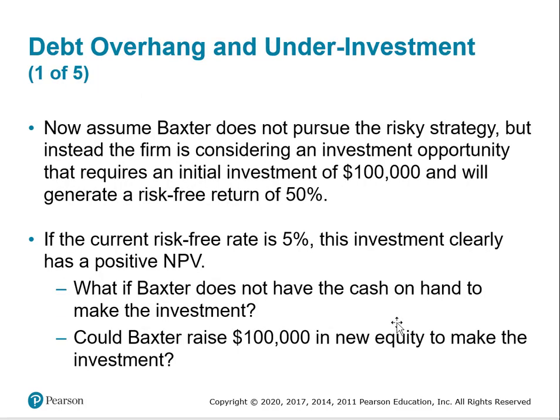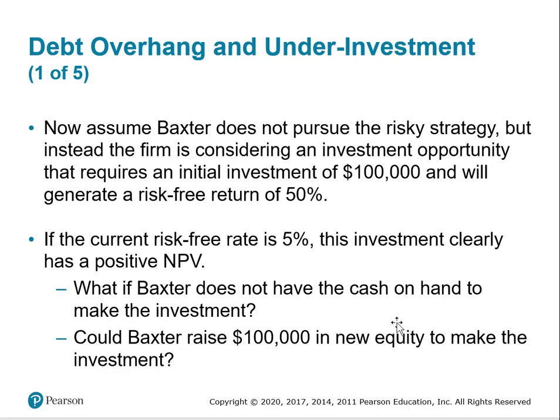The next question is something called debt overhang and underinvestment. So assume that we do not pursue this risky strategy, but instead we're going to consider an investment opportunity. It's going to cost $100,000 and it will generate a risk-free return of 50%. So if the current risk-free rate is 5%, obviously this is a good project. It has a positive net present value.